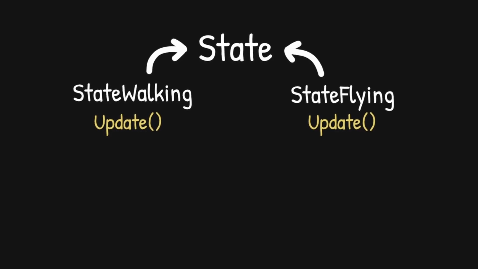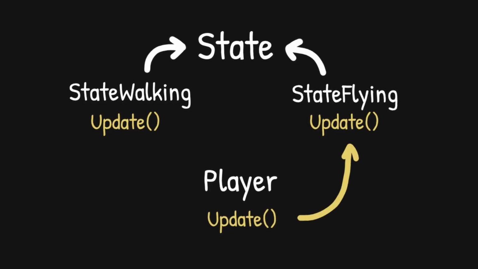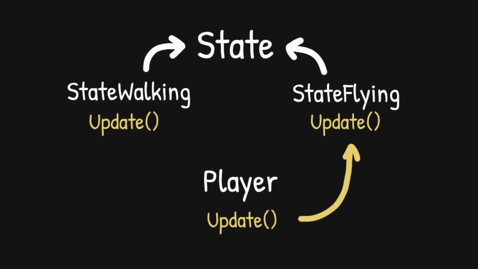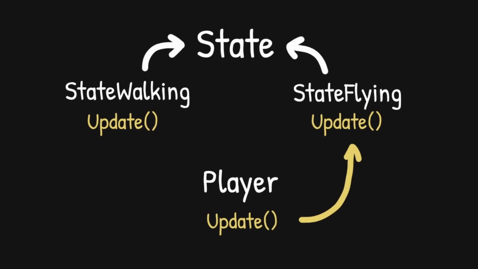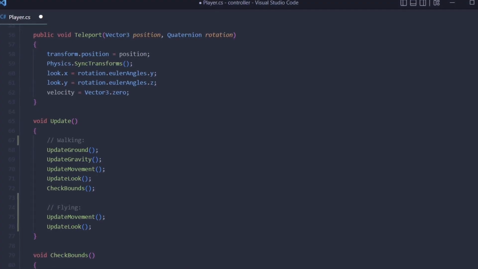One way would be to make a base state class and have individual state classes that inherit from it. And the update function would then call the update method of whatever the current state is. It might be necessary if you're planning to have a lot of different states. But in this video, we'll keep it simple and just use a simple enum.